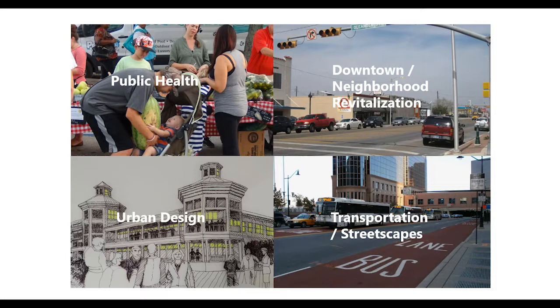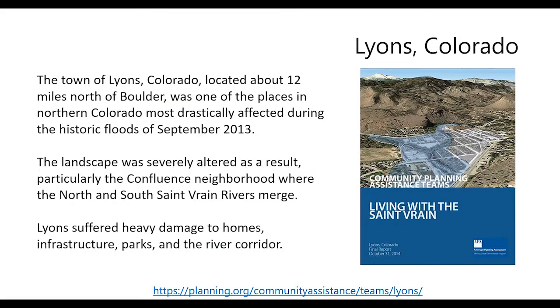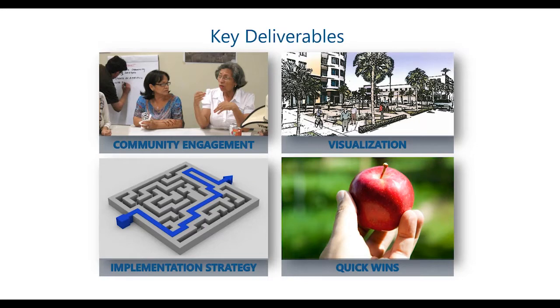Study areas are most often at the neighborhood scale, smaller downtowns, or well-defined corridors. Larger geographic scales are also possible, but with a tighter issue focus. The best way to gauge the scale and scope of work of a CPAT project is to review the final reports from past completed projects. And those reports are available on the CPAT webpage, which is planning.org/CPAT. One notable project you may want to look at, since it explicitly involved post-disaster recovery, is the Lyons, Colorado project. While your project will obviously have different needs, the Lyons report may prove useful in thinking through your community's proposal.